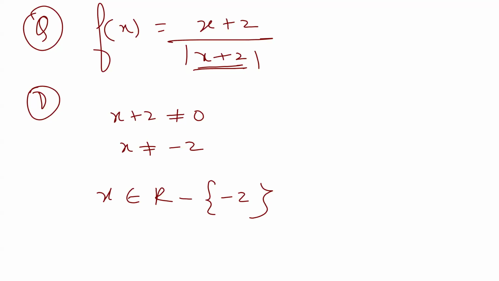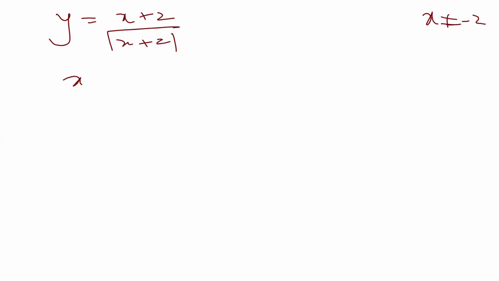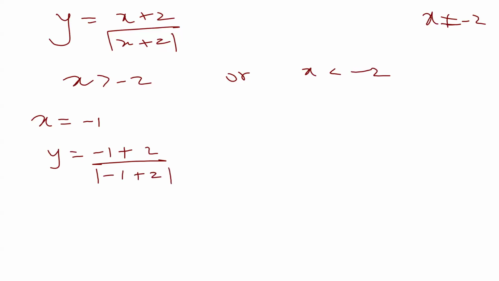Then we'll find out the range. y is equal to x plus 2 upon modulus of x plus 2. Now remember, x cannot be minus 2. If it is not minus 2, x can be greater than minus 2 or x can be lesser than minus 2. So let's take some examples. If x is greater than minus 2, let's say it is minus 1, so y will be minus 1 plus 2 upon modulus of minus 1 plus 2. So y will be 1 upon modulus of 1, which is equal to 1.